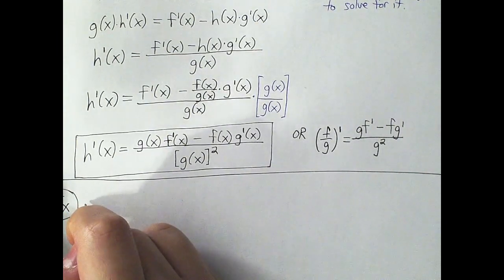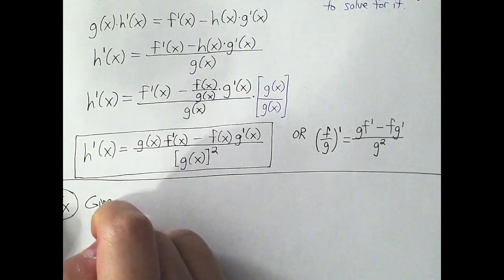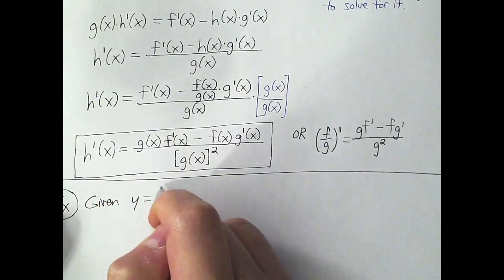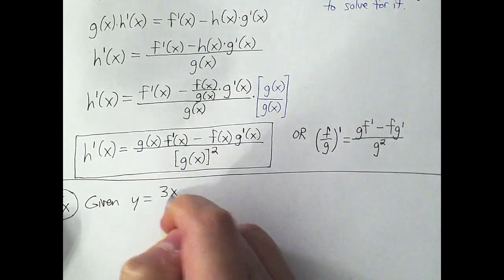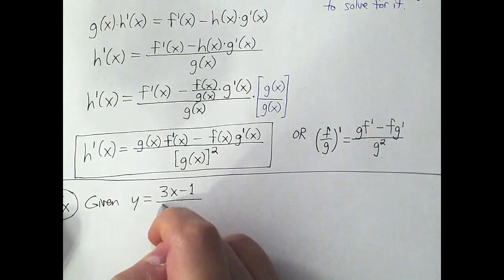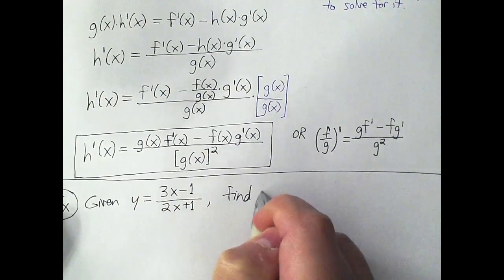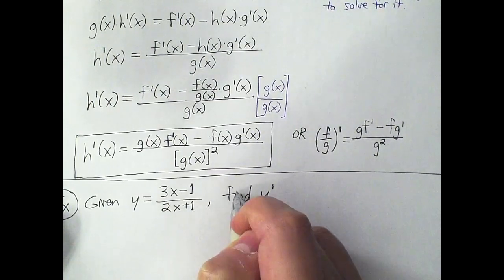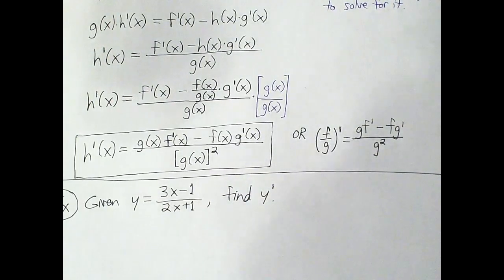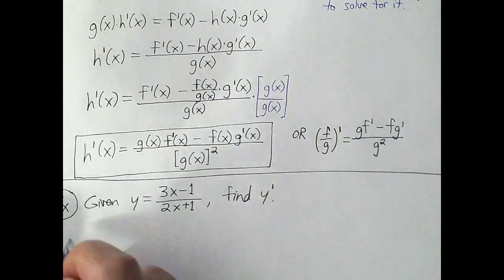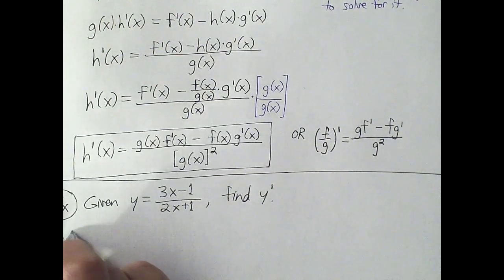Let's say we're given, I'll do this first one. Let's say we're given y equals (3x minus 1) over (2x plus 1), and we want to find y prime. And yeah, I don't think we could have done this before. I don't think we could have done this until now. We needed the quotient rule.